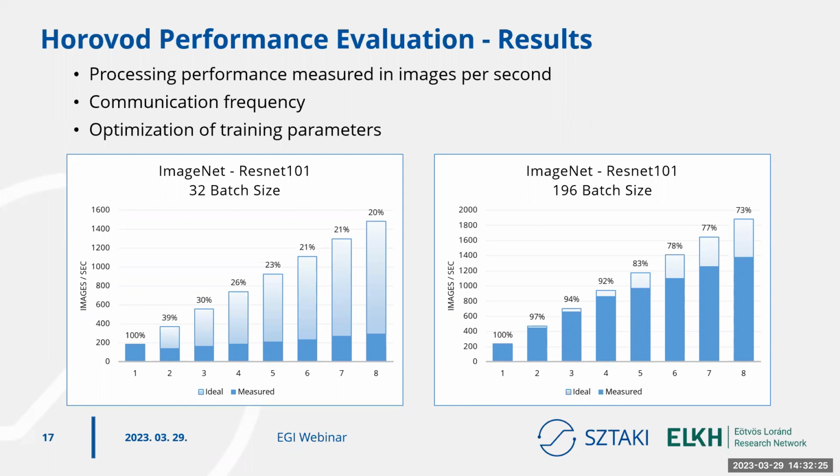But we found that by increasing the batch size to the physical maximum, 196, we have achieved much, much greater results. You can see that up to 4 nodes, we have achieved more than 90% scaling efficiency, but even at 8 nodes, we have achieved 73%.